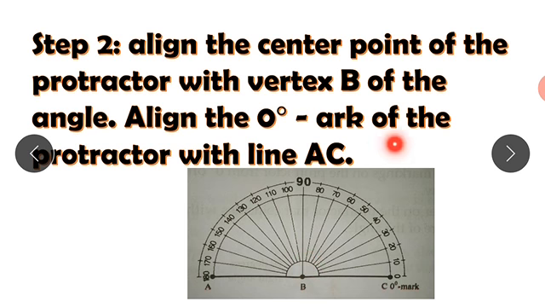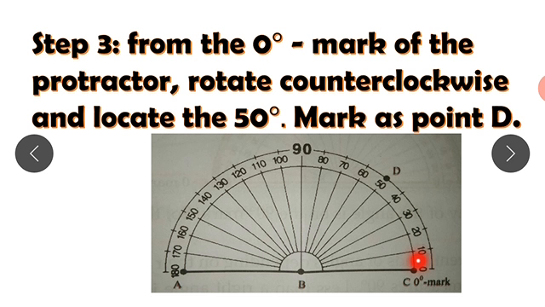Align 0 on the arc of the protractor with line AC. So you should align the 0 here. The third step is from 0, mark the protractor, mark here 0, rotate counterclockwise, and mark and locate 50 degrees. Where is 50 degrees? This one is the 50 degrees.